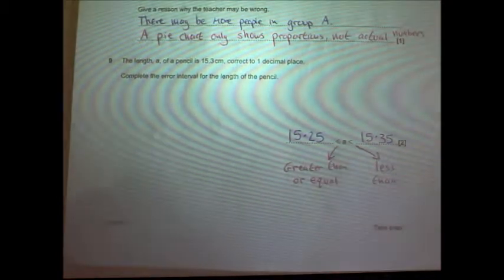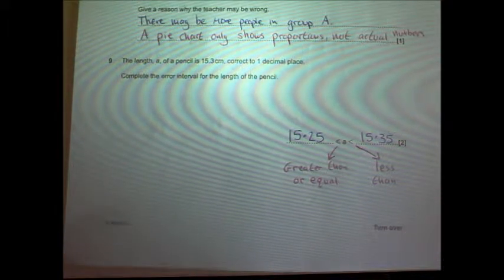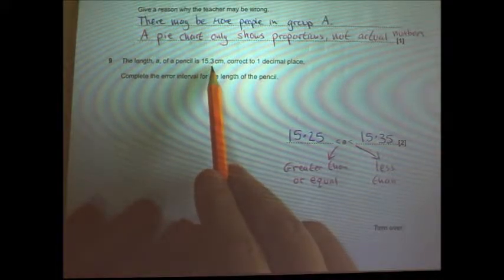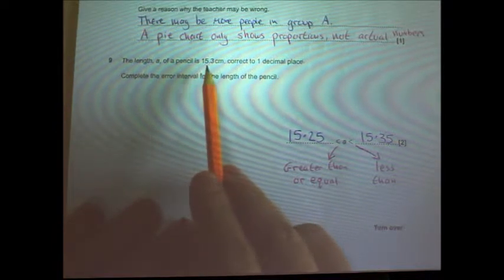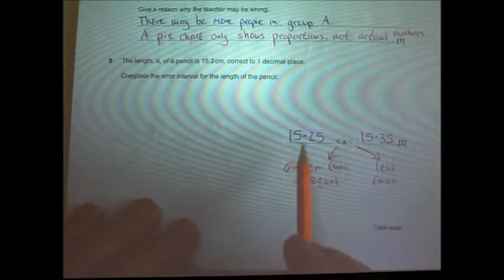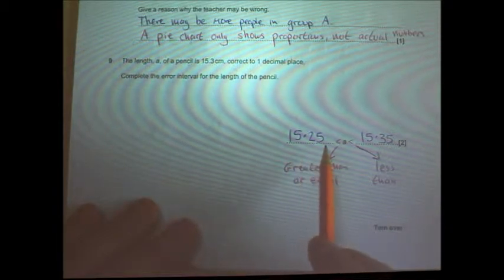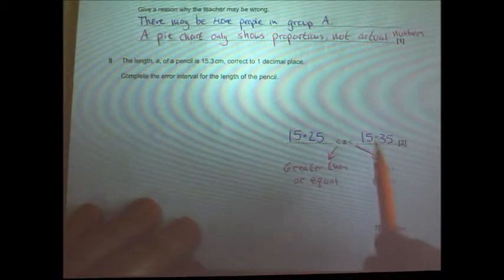Question 9. The length of a pencil is 15.3 centimetres, correct to 1 decimal place. Complete the error interval for the length of the pencil. So what that means is, what's the smallest number it can be so you round to 15.3, or what's the biggest number it could be so it still rounds to 15.3. The smallest number is 15.25, because that will round up to 3, because a 5 rounds up. And what we always do here, we always put 15.35.